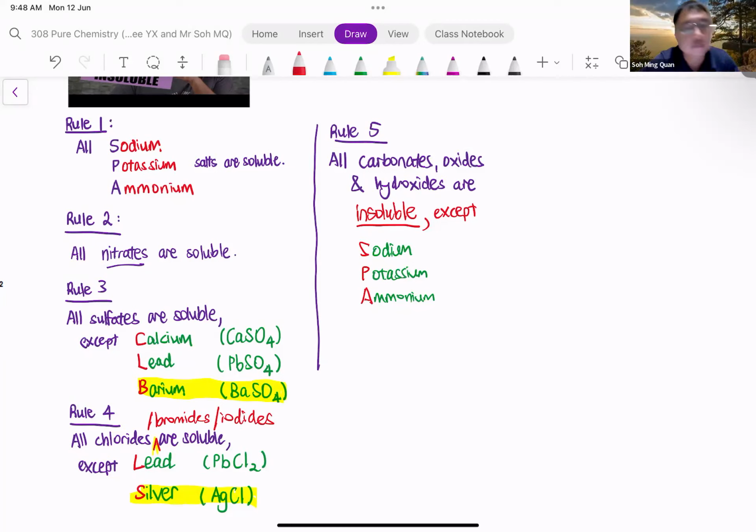All right. So these are the 5 rules, which you should have copied down last year already. So this is something that you need to reread constantly and regularly, all right, to breed familiarity. In particular, you must be familiar with which ones are insoluble. You need to learn which ones are insoluble, okay?